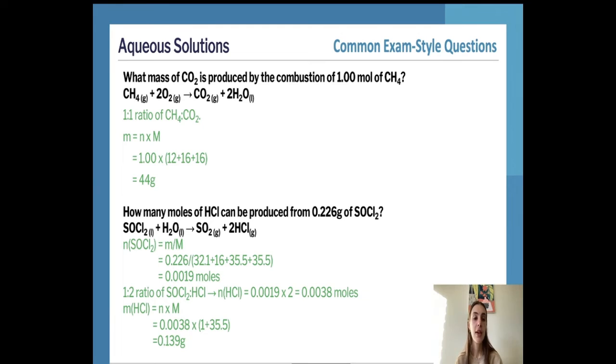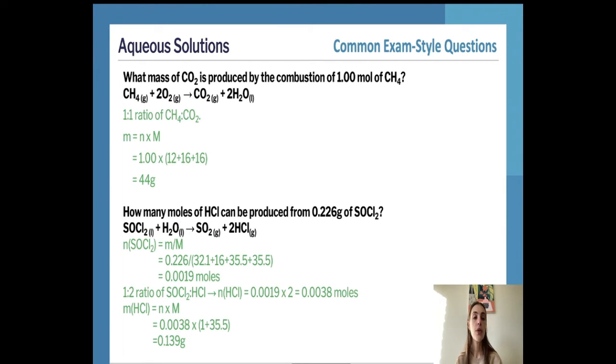And so when we do that on a calculator, that gives us an answer of 0.0019 moles of SOCl2. Now that we've got that value in moles, we can use our ratio, which we talked about earlier. Remembering that we have a 1 to 2 ratio of SOCl2 to HCl, that means there is going to be double the number of moles of HCl produced that we started with of SOCl2.